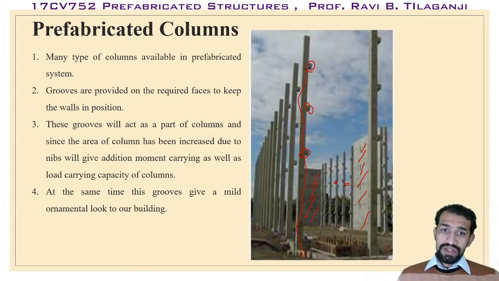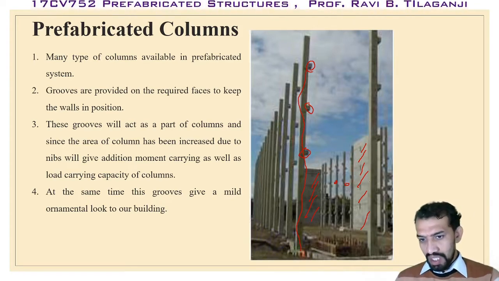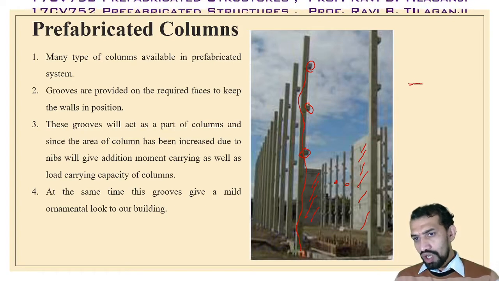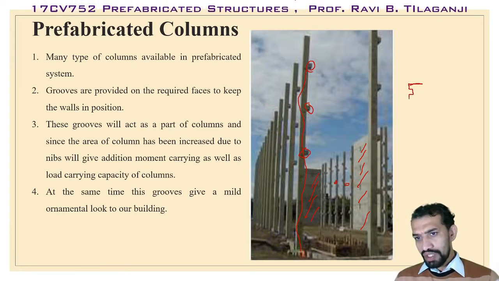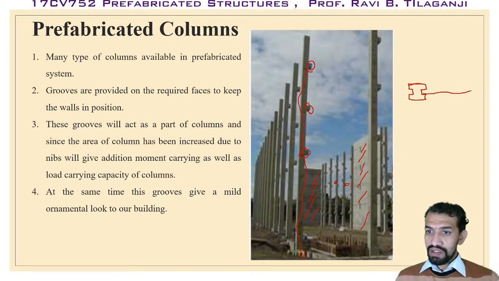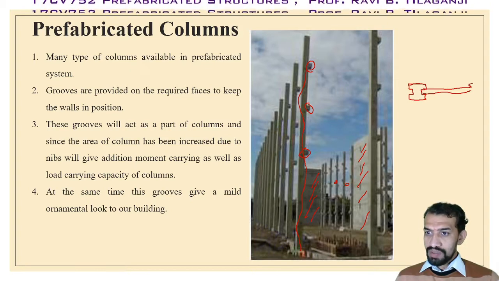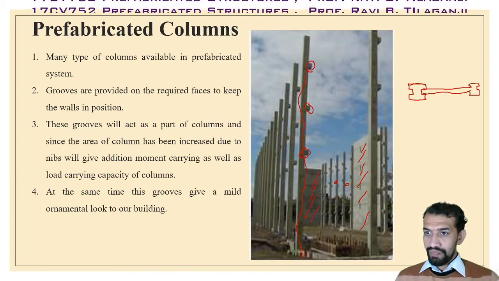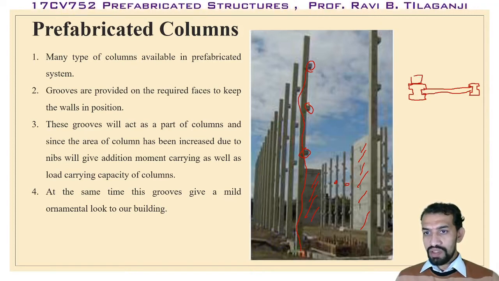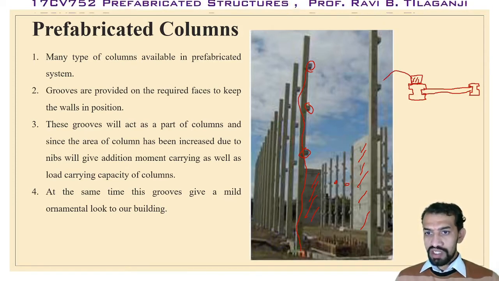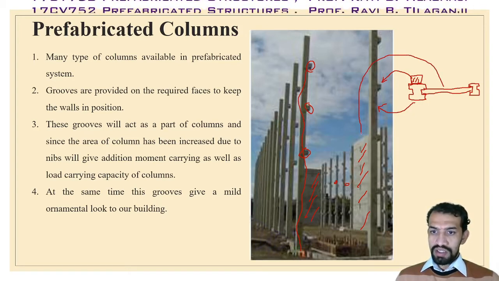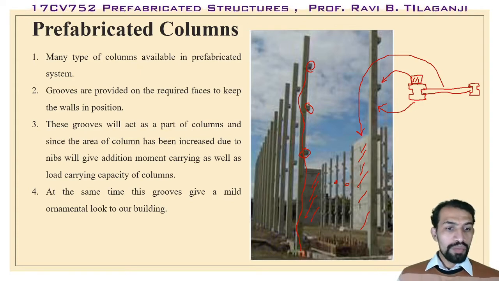Grooves are provided on the required faces to keep the wall in position. Grooves, in the sense, if we see from the top, this is the column and some part of the section will be grooved in this direction for external columns. So this will have the wall panel fixed inside. Again this part of the column will be coming, and if the support of a beam has to be provided, a small supporter is provided here. This is the support, this is the column, and this is the wall panel, and this is how we are going to provide it.